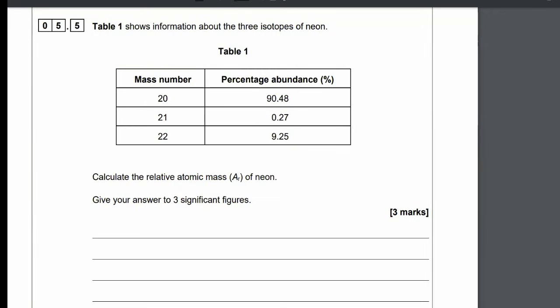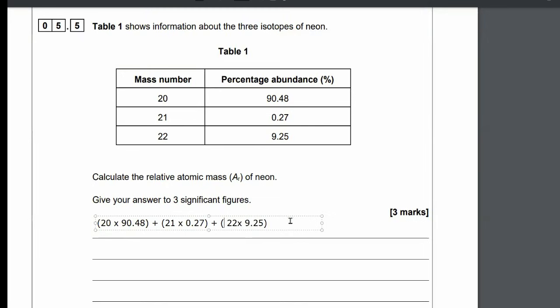So all you're going to do here is do the sum of the mass numbers times the percentage abundance, add them all together, and divide by the total abundance. So you want to make sure in your calculator you put brackets in. If you don't put brackets in, you're going to get the wrong answer. Okay, close brackets, add that to the next one, which is a mass of 21 times 0.27, close brackets, add that to a mass of 22 times 9.25, close brackets.